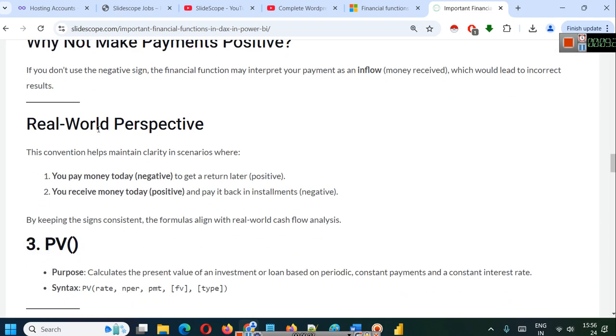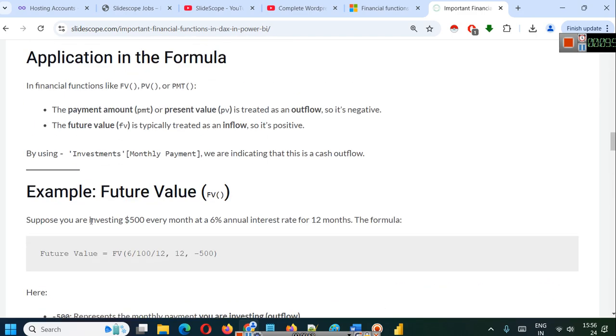There are some real world perspectives. This convention helps maintain clarity in scenarios where you pay money today, negative. You receive money today, positive. To get a return later, positive, and pay it back in installments, negative. And by keeping these signs consistent, the formulas align with real world cash flow analysis.